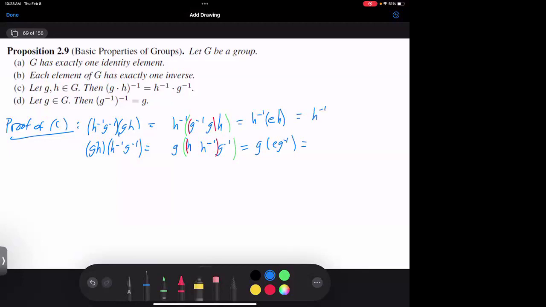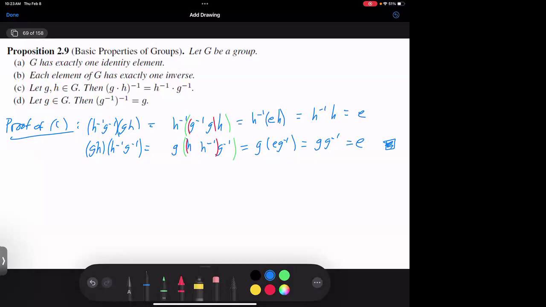So the identity times H is just H. And the other one is going to be G inverse. And then by definition, these are just the identity. And the filled in square is the QED symbol, meaning we've reached the end of the proof. So that's how you would prove C.